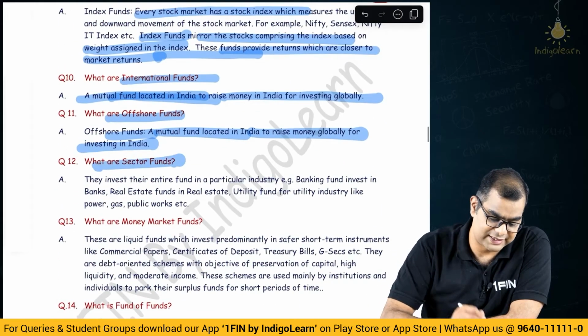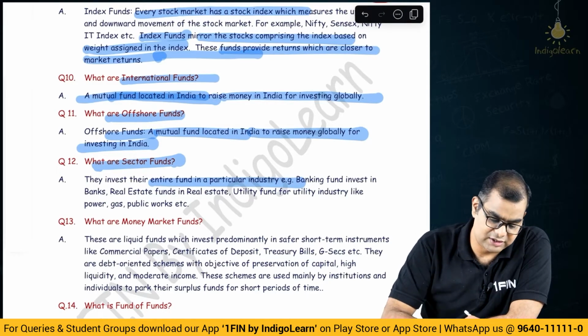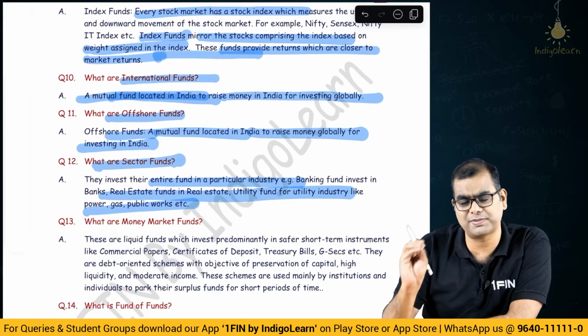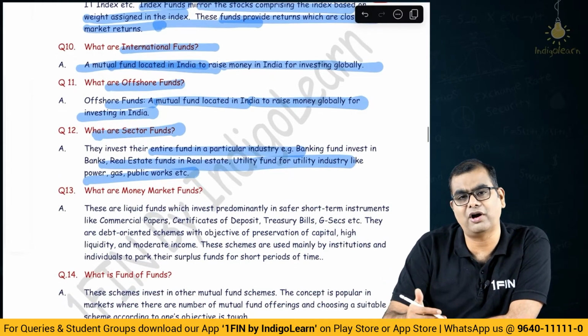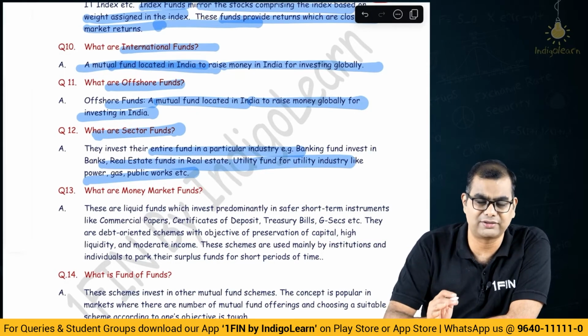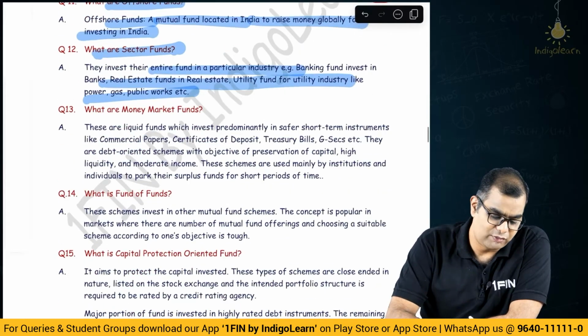Then you have something called as sector funds. These sector funds, they invest the entire fund in a particular industry. Let's say you have a banking fund, real estate fund, right, or utility fund. Like that, you have multiple sector funds. If you want to get exposure to a specific sector, you should choose it. But typically the point of choosing a mutual fund is diversification. So sector funds at some point they were doing well, but more or less a lot of people now prefer more diversified funds.